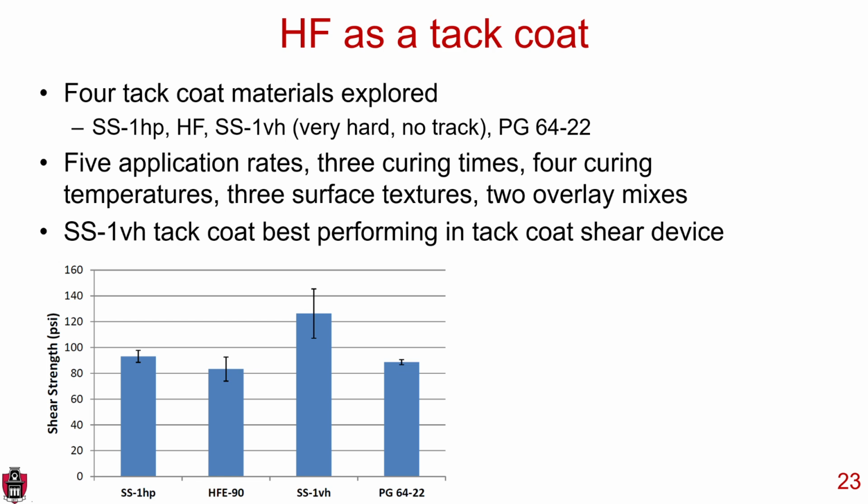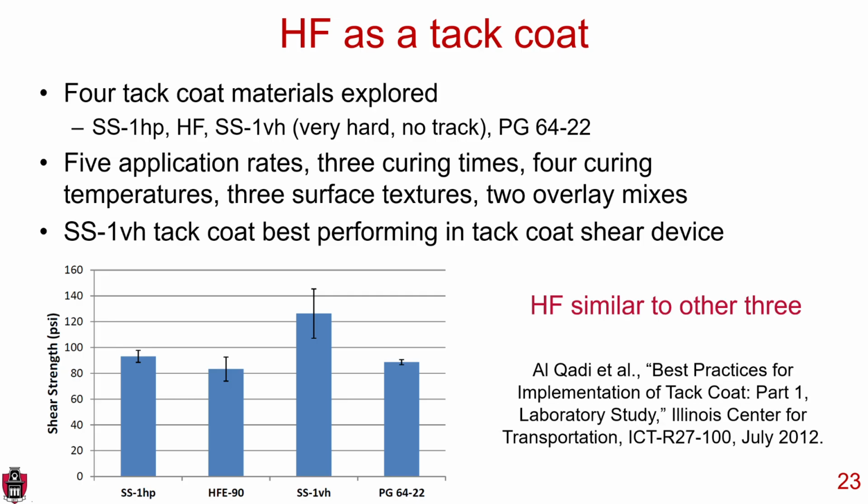in the tack coat shear device. But you can also see here with this graph that in general, high float was approximately the same as some of those more traditional tack coat materials. It's more similar to the standard slow set and the asphalt binder tack coat. But that very hard no tack showed the best performance in the tack coat shear device. And you can find out more from the Illinois Center for Transportation, ICT R27-100. They put out the best practices for implementation of tack coat Part 1 laboratory study in July 2012.